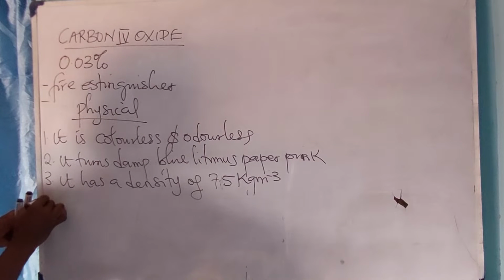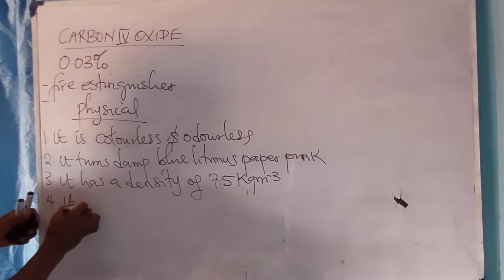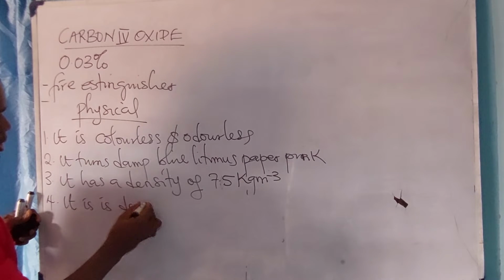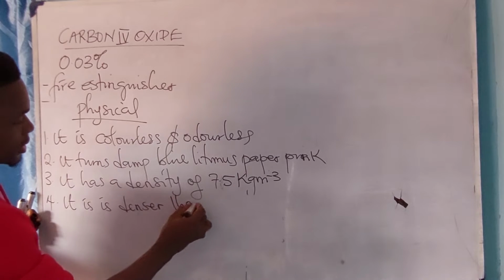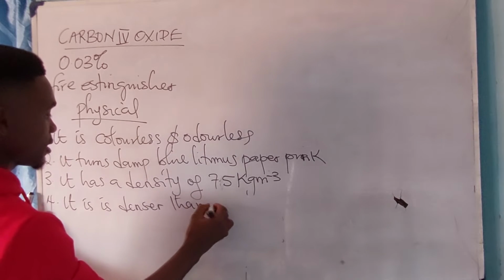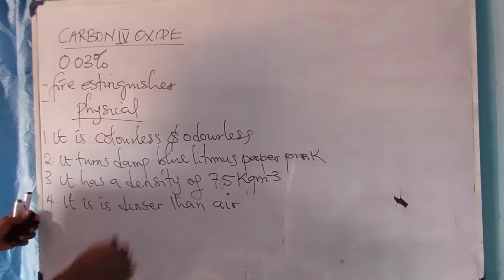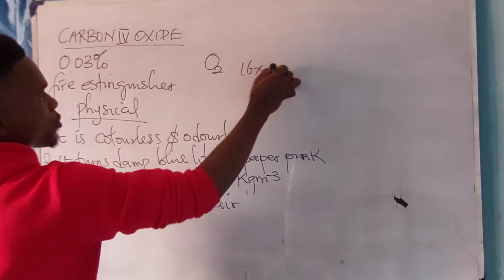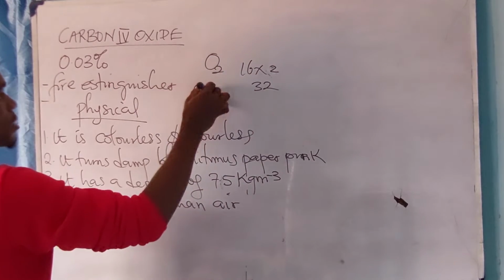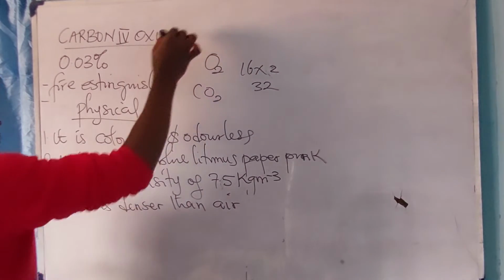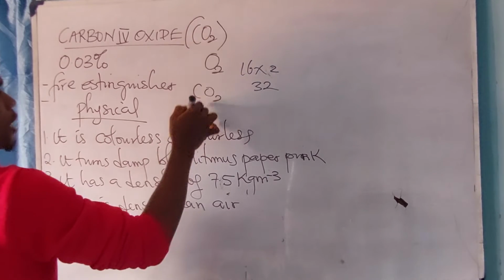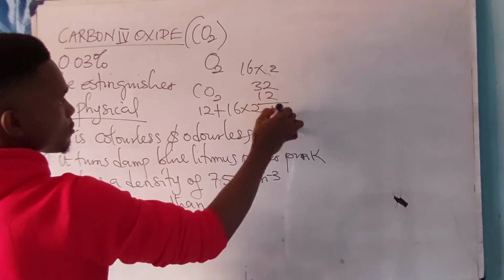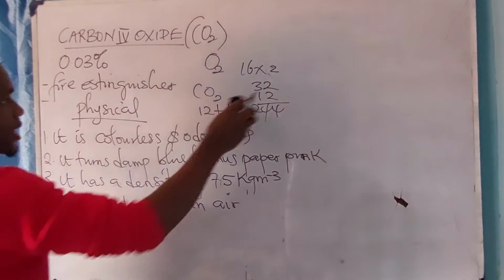Next, it is denser than air. It is heavier than normal air. Air is about 16 times 2, which is 32. But carbon 4 oxide is CO2, which is 12 plus 16 times 2, that is 44. So it is heavier, or denser, than air.